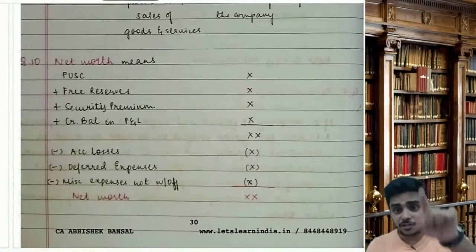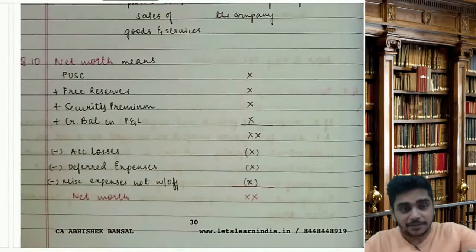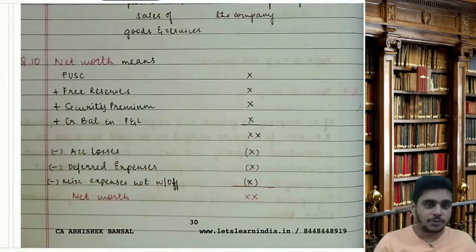Very important: the definition of net worth. It came in the paper of May 23. Net worth, you should remember net worth. So it can come in MCQ again.